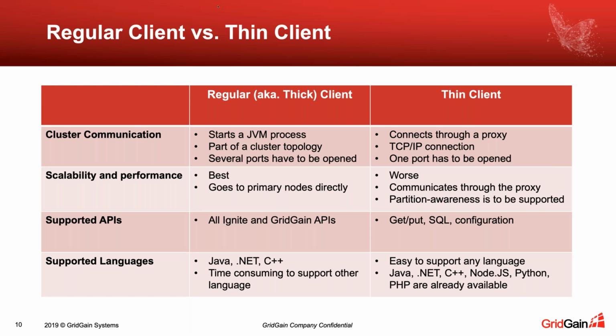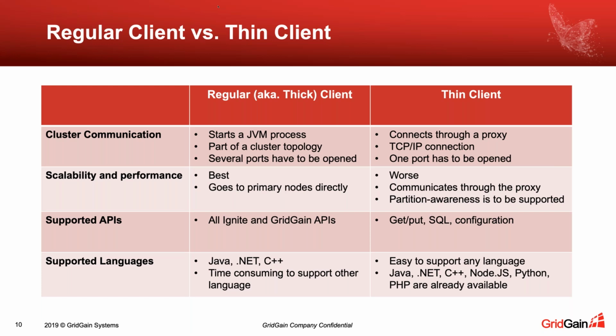That was a big deal for some of the .NET or C++ regular clients. For instance, if we are talking about a .NET or C++ regular client, then we are starting a JVM process inside of your .NET application or C++ application. That was a big deal. But at the same time, speaking of scalability and performance, the thin clients are not aware of data distribution. That's why all of the communication presently goes through a proxy, through the server nodes to which the client has connected before. But that's something that will be addressed soon.